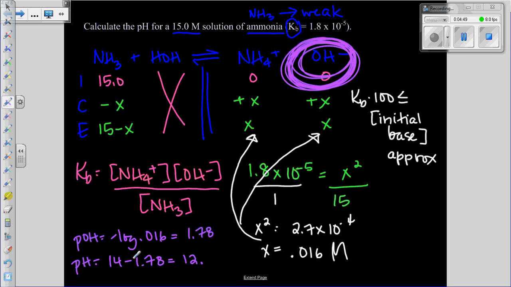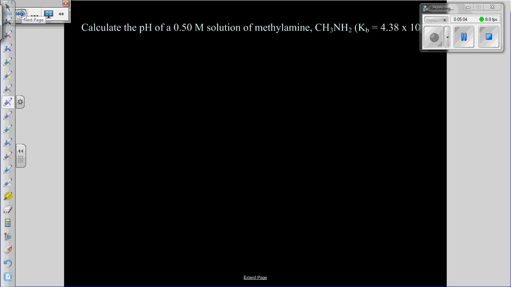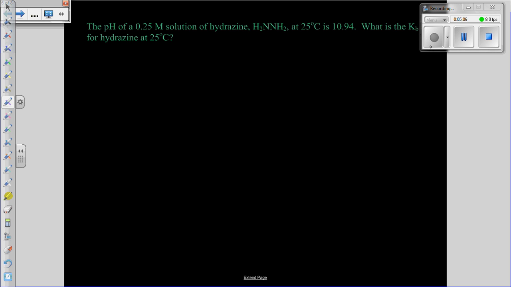And then to get pH, I do 14 minus 1.78, which will give us 12 point, and remember this is 14.00, so I still need 2 numbers past the decimal, so this is going to be 12.22. Does that make sense? pH above 8 for a weak base. Yes. Okay, so this is another example.